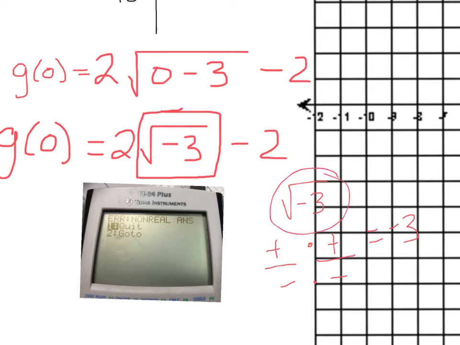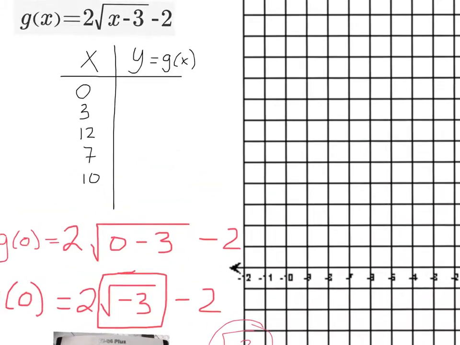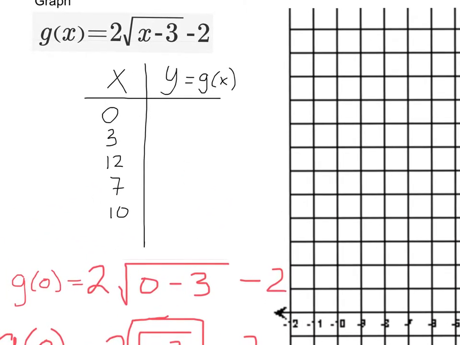And so in that case, our output on our table is, there isn't one, right? We say this would be undefined. So I can't plug 0 into that function. When I plug 0 into that function, I don't get an output. All right, so now let's plug 3 in, because plugging 0 in didn't help us at all.